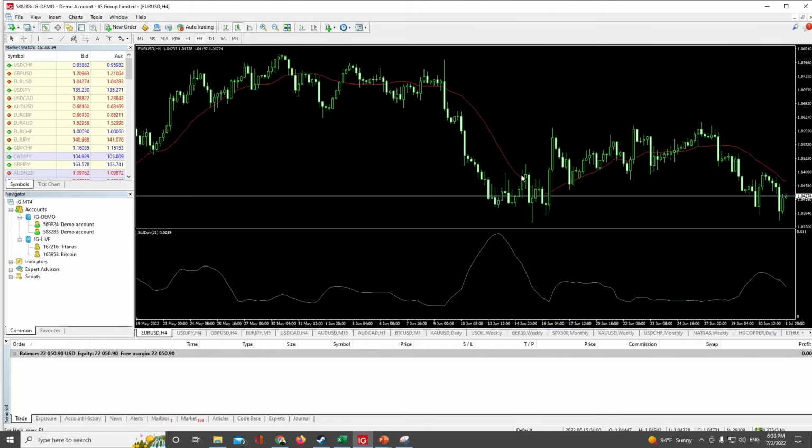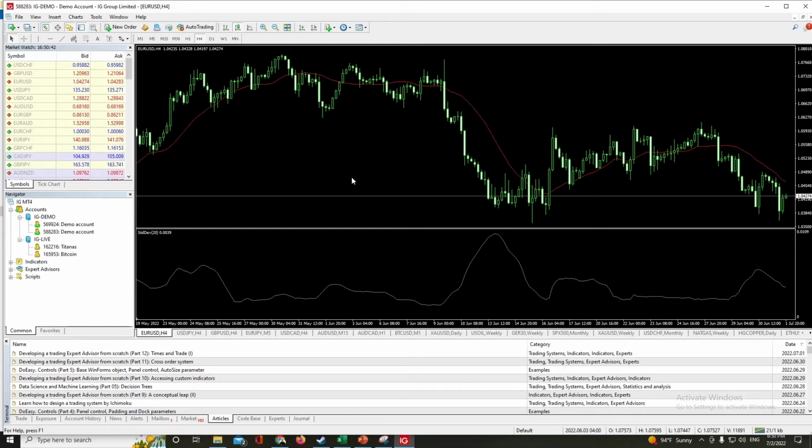Very important to analyze some pros and cons of this indicator. For the pros, for sure it can show you, it's a very powerful indicator.